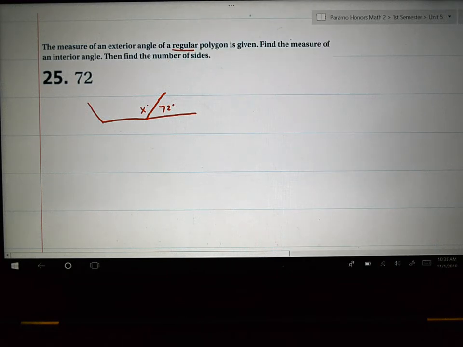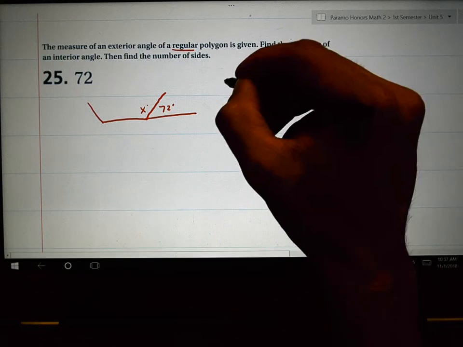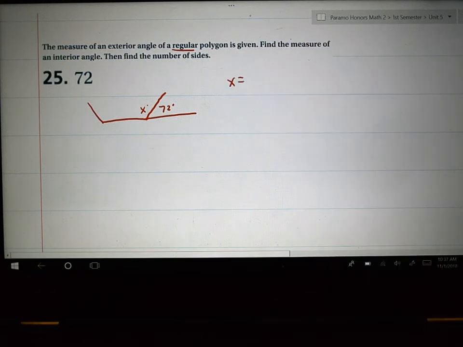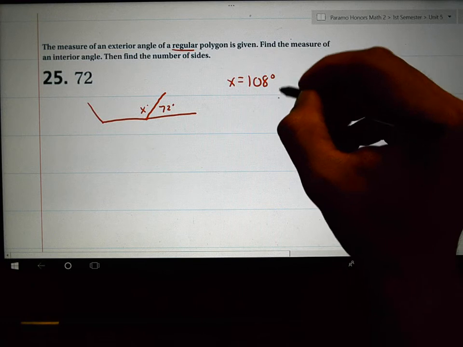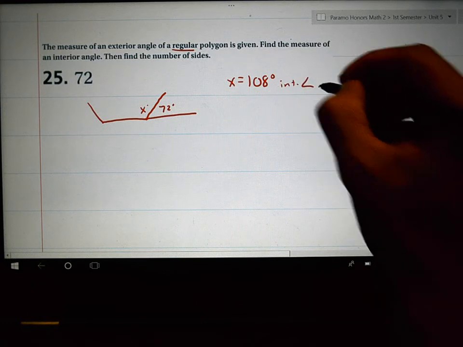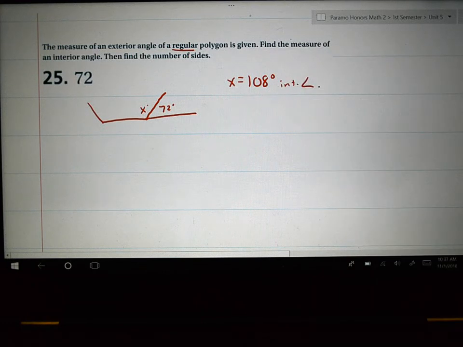Visually, you should be thinking it's something like this. That's the exterior. What's the interior? It needs to add to 180. Some of you can probably do that in your head. You don't even need a calculator. X is what? Say it out loud if you know it. Ooh, a lot of you know it. 108. That's the interior angle. Each interior angle for that matter.